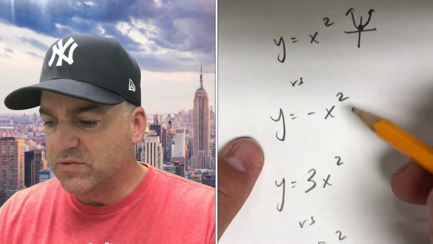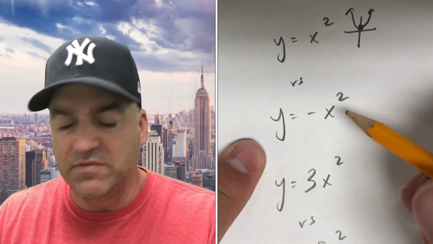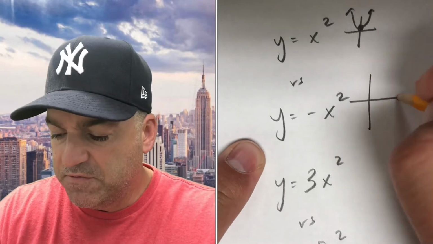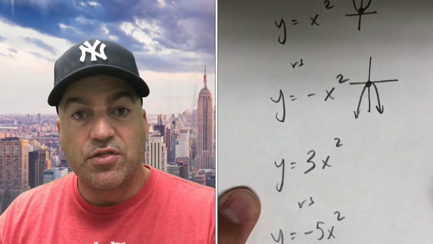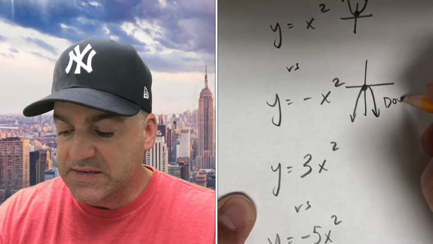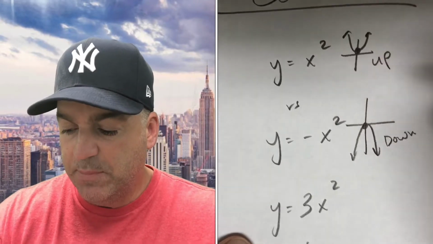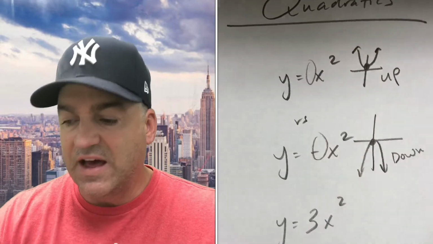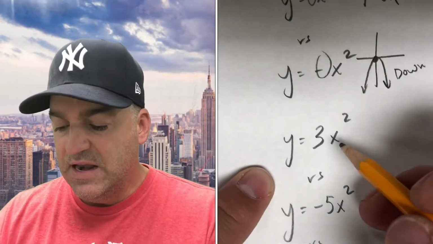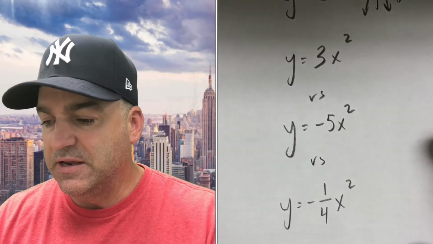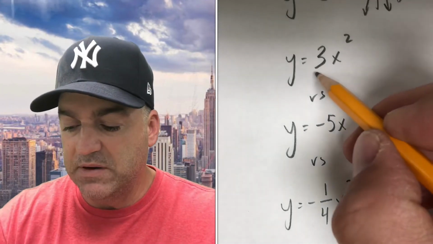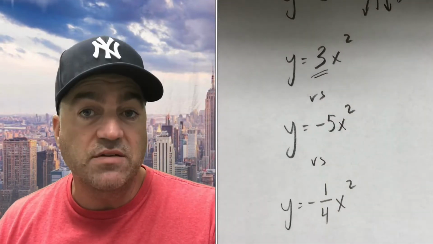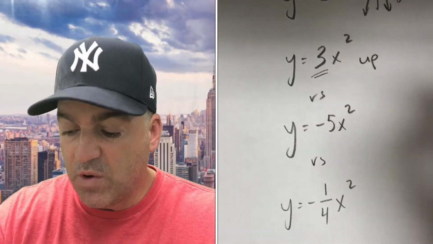Well, what happens when I put a negative in front of it? Well, it flips it, right? It flips it. This is now going to be down, and this is going to be up, based on the sign in front, right? Now, what about these last 3 here? Can we describe them without even graphing them? That 3 is positive, so the curve is going to go up.